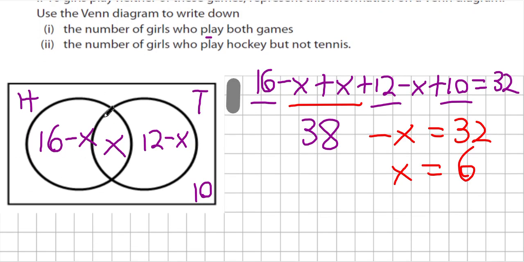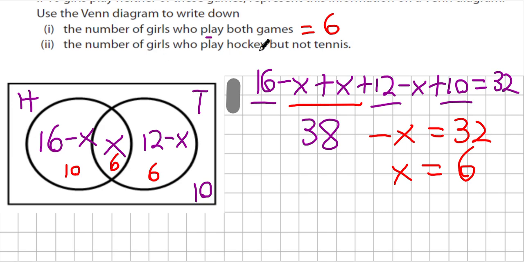Now, when you find out the answer here, you can always write your answers. Don't scribble this out. Just write the answers in a different color underneath it. So this zone will be 10. How do I know it's 10? Yeah. 6 in the middle. And here? 6 as well. So the number of girls who played both games is 6, because that's the middle.